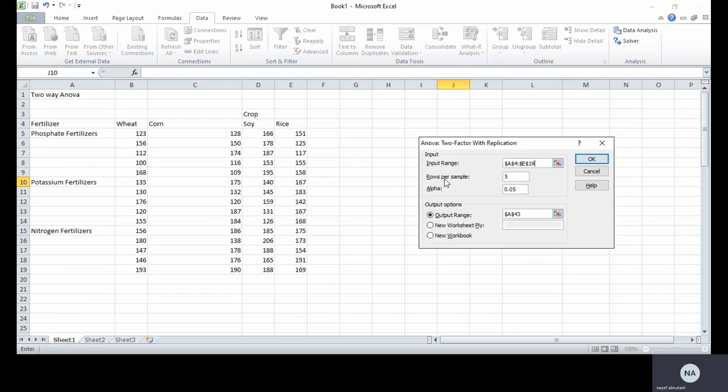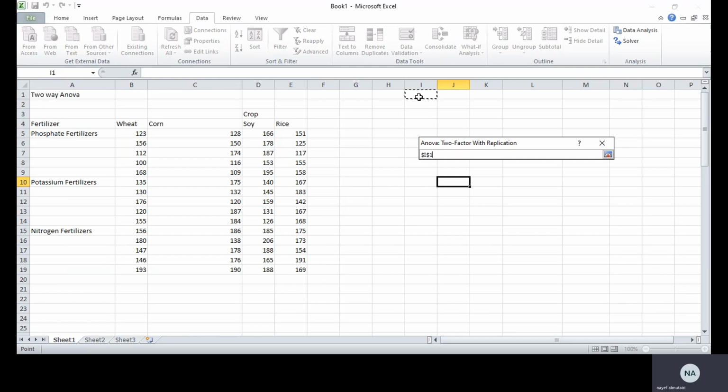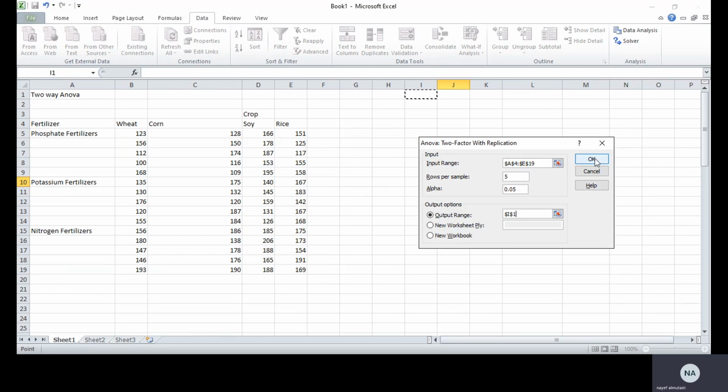And then rows per sample. Now we're going to go to each one of them. Let's say here, 1, 2, 3, 4, 5. Of course, the other one has 1, 2, 3, 4, 5, and again 1, 2, 3, 4, 5. And you can see for every fertilizer there are 5 rows of measurements. So we'll put 5 rows per sample. Alpha, of course, we're going to use a 95% confidence level, so I'm going to put 5% or 0.05. The output range, I will select here. Okay, so I'll select this one and I will say okay.